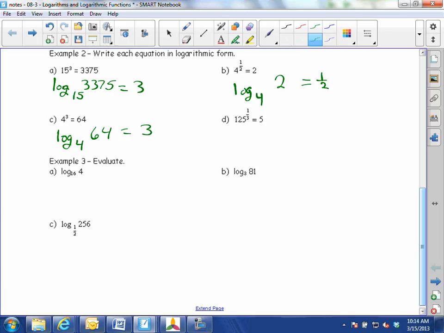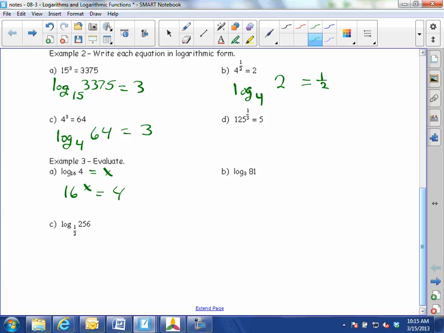Okay, let's do example 3. What we're going to do is figure out what this is. I'm going to say this equals x because we don't know what it is. But a logarithm is always equal to the exponent. I said that like 10 times today. In this case, we're looking for the exponent. We don't know what it is, so we're going to call it x. I'm going to rewrite this in exponential form. So our base is 16, our exponent is x, and it's equal to 4.